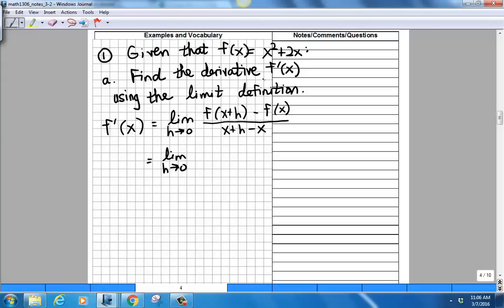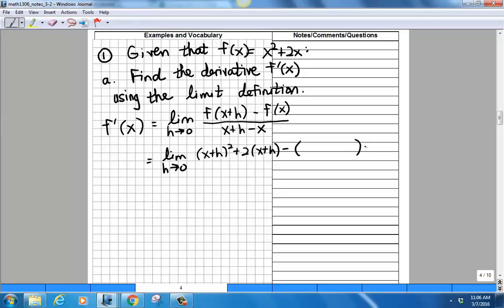All right, so what is f of x plus h? What's my formula for f? It's x squared plus 2x, right? So f of x plus h would be what? X plus h squared, isn't that right? Plus 2 times x plus h. All right, that is f of x plus h. That's what you get when you plug x plus h into this formula. Minus f of x. Be sure to put this in parentheses now. This is a common mistake.